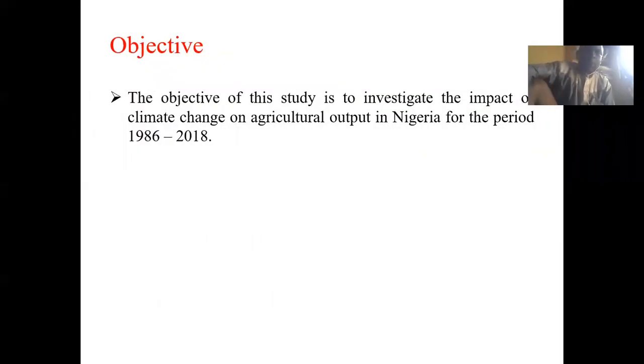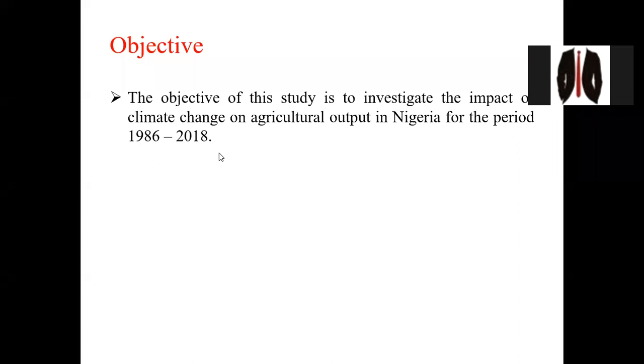So, objectives of the paper. One of the objectives of the study is to investigate the impact of climate change on agricultural output for the period of 1986. Next slide.